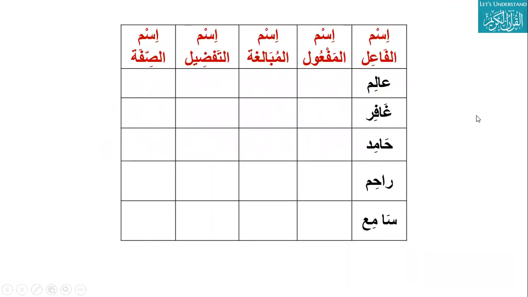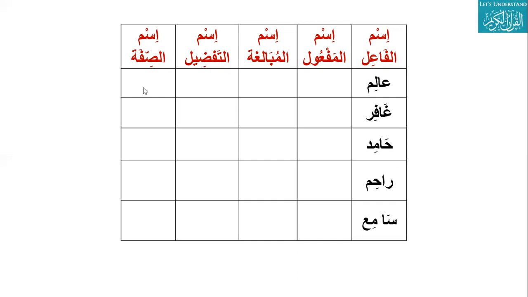So let's take an example of alim. What is Ismul Mubalagha of alim? Alam. What is the Ismu Tafdeel? A'lam, superlative would be Al-A'lam. What is Ism Sifa? Alim. Do you know the maf'ul also? Alim has no maf'ul, I think. Alima ya'lamu alim ma'lum. Ma'lum is the maf'ul. Okay, thank you, Jazakallah khairan.